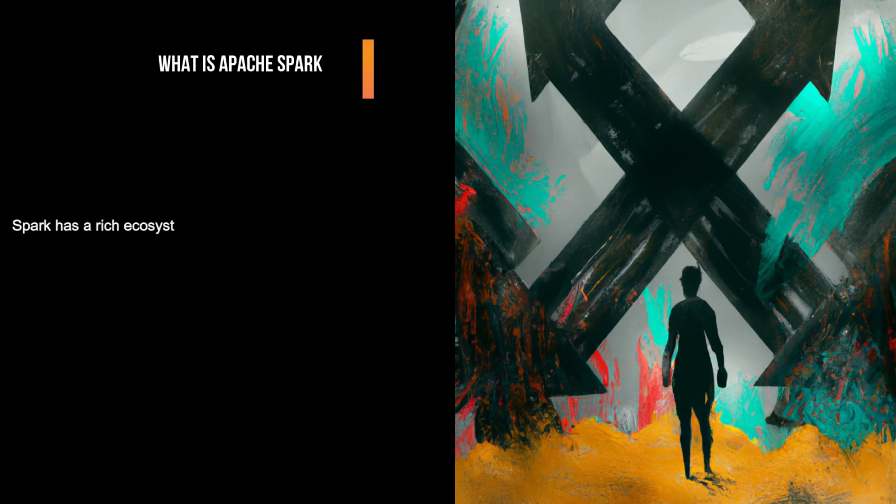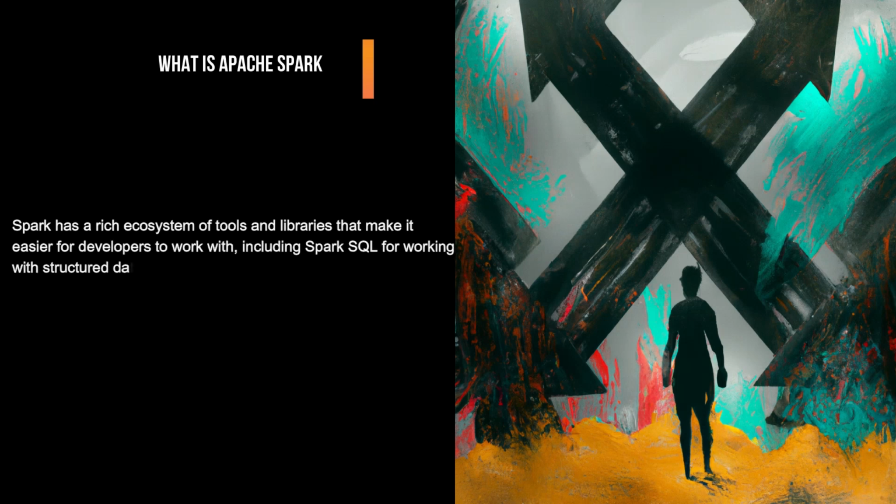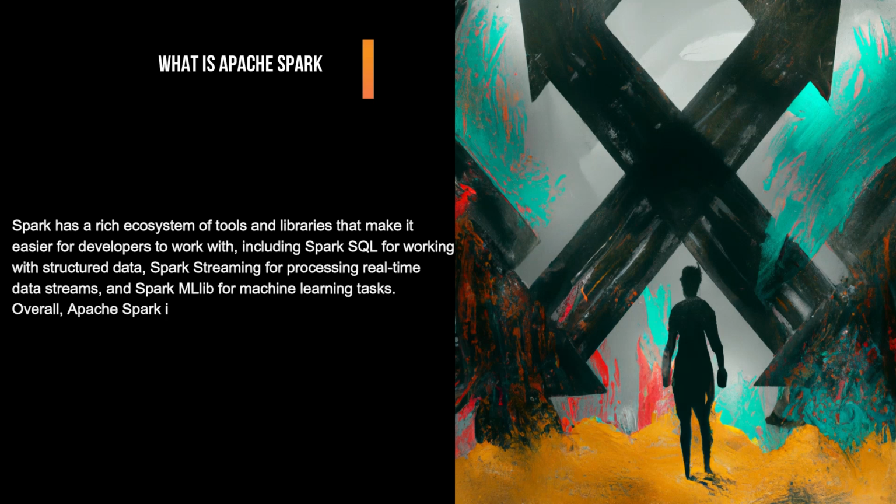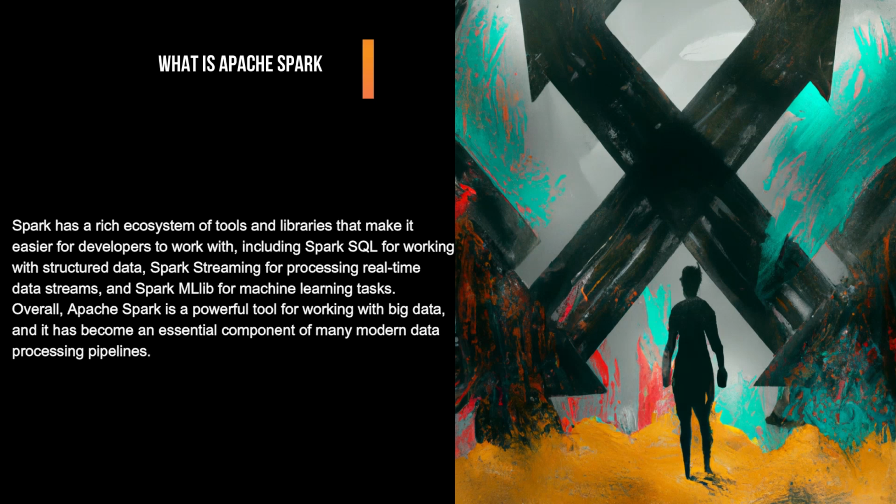Spark has a rich ecosystem of tools and libraries that make it easier for developers to work with, including Spark SQL for working with structured data, Spark Streaming for processing real-time data streams, and Spark MLlib for machine learning tasks. Overall, Apache Spark is a powerful tool for working with big data, and it has become an essential component of many modern data processing pipelines.